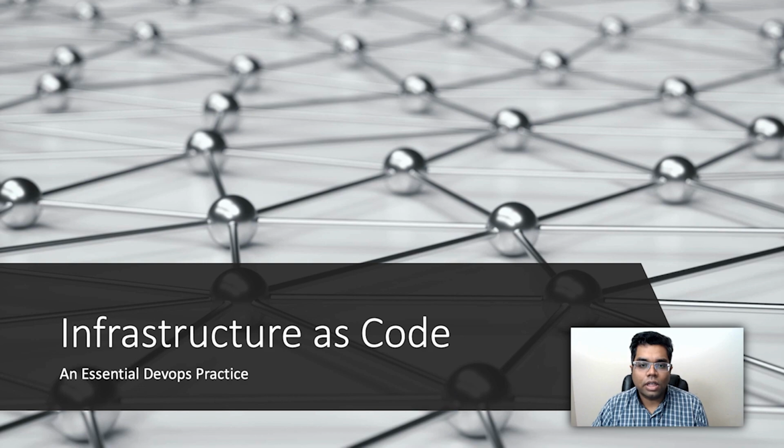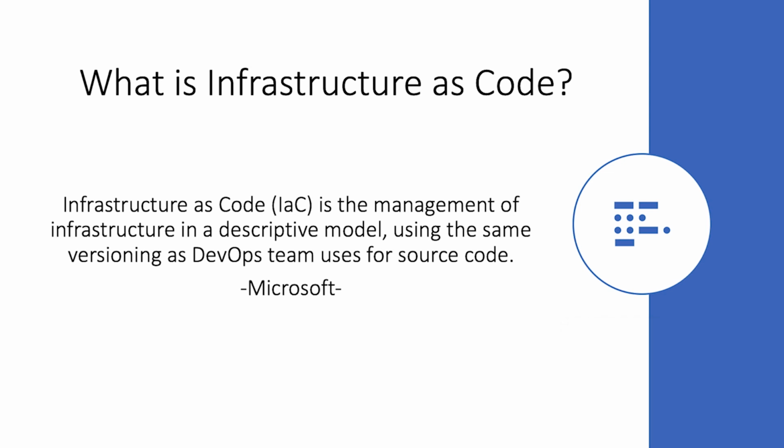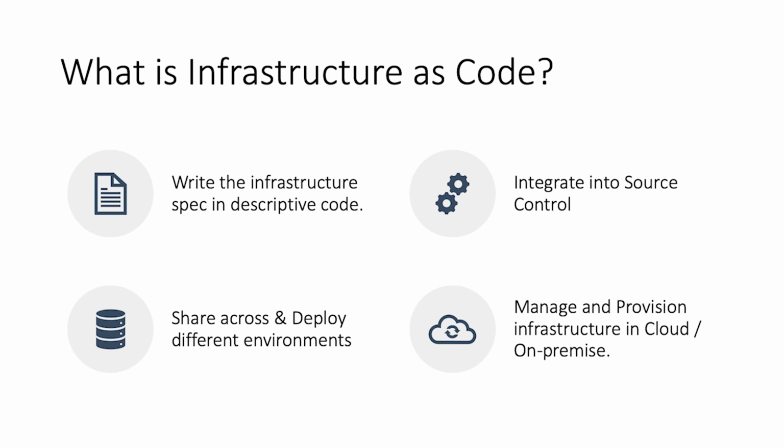The definition goes like this. Infrastructure as code is the management of the infrastructure in a descriptive model using the same versioning as DevOps team uses for source code. What does that mean? We can write the entire infrastructure specification in the descriptive code, including what is the VM, what is the VM instance size, what is the network behind it, what the load balancer looks like. So if you want to build any web application or any other application, all the infrastructure needed for your application, you can write everything in the descriptive code.